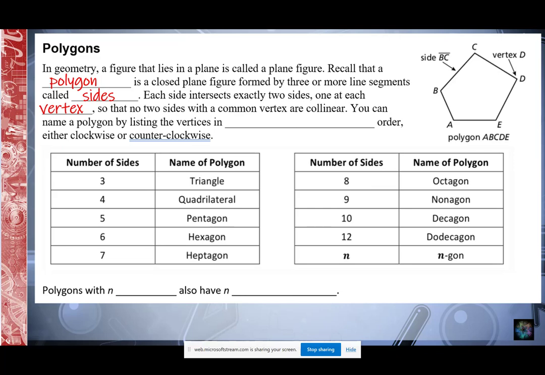You can name a polygon by listing the vertices in consecutive order. It does not matter if you're going clockwise or counterclockwise, so either one is fine. Notice the names that we have listed. These are all very common polygons.